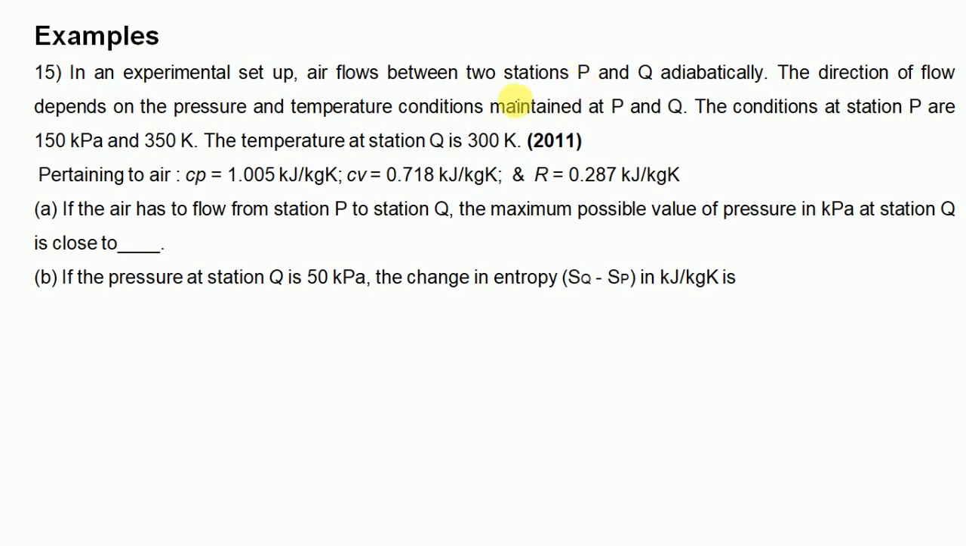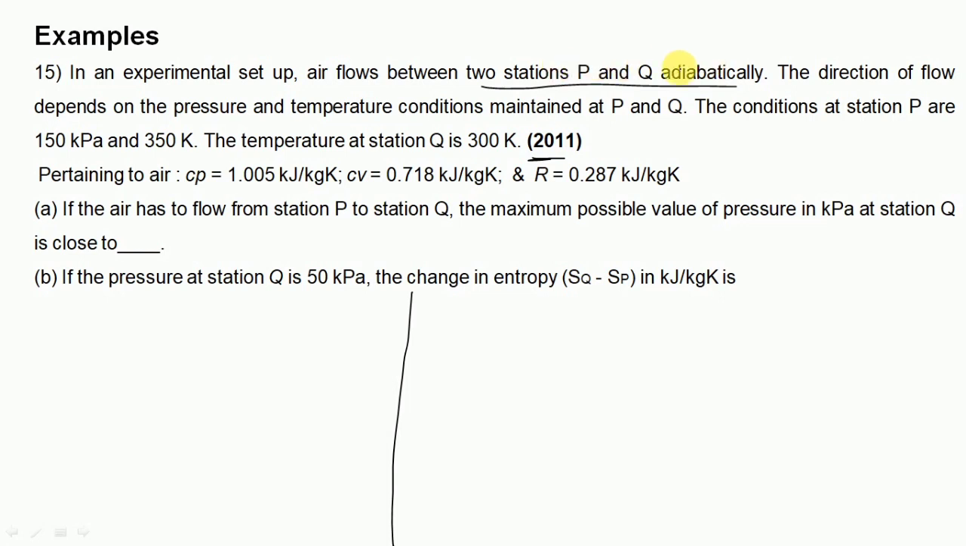It is from GATE 2011. Whatever the given data, I have less space, so I divide this into two parts. Here two stations are given, P and Q. Initially we have step 1 and step 2, or we can say P and Q are given.